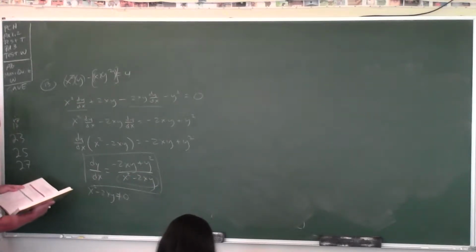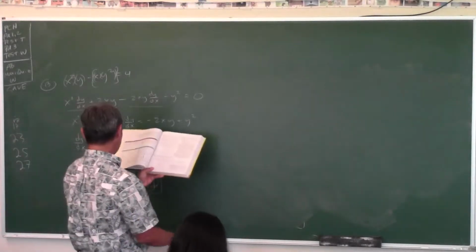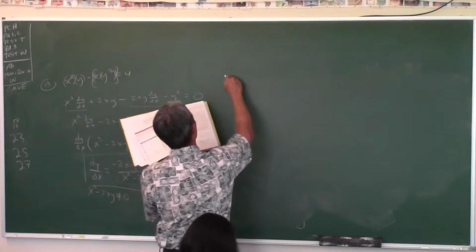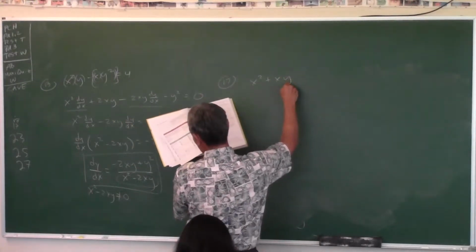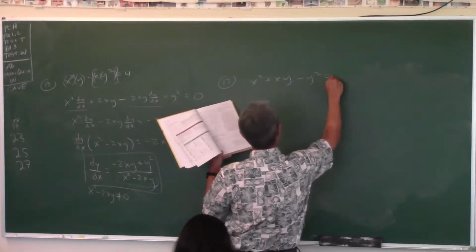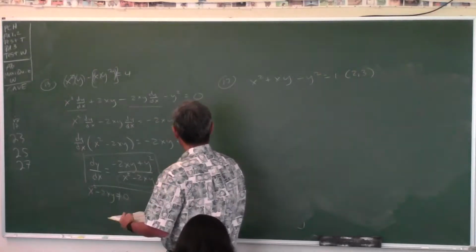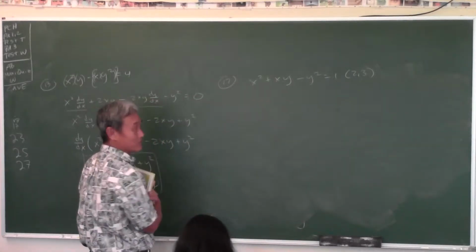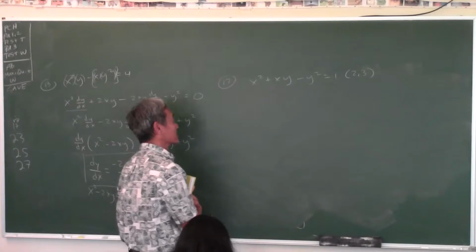Number 17. Write the equation of the tangent and the normal line. Come on, we've been doing this for ages. At the point (2, 3), write the equation of the tangent and normal line. So first, you have to find the derivative. So doing implicit differentiation, we get, whose turn is it?